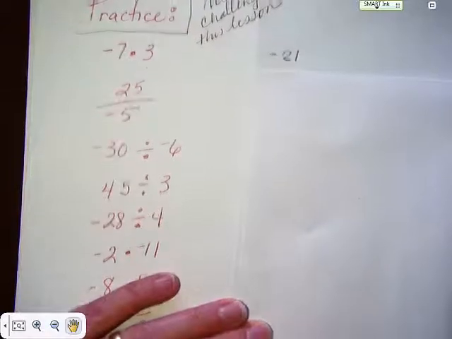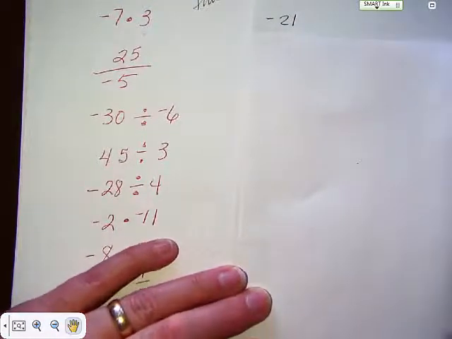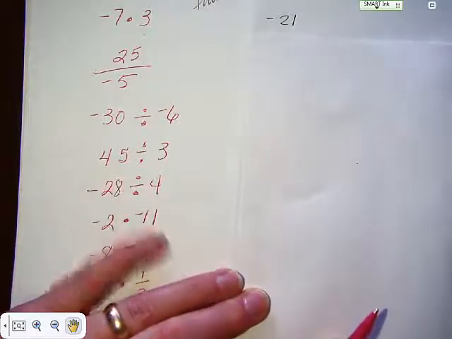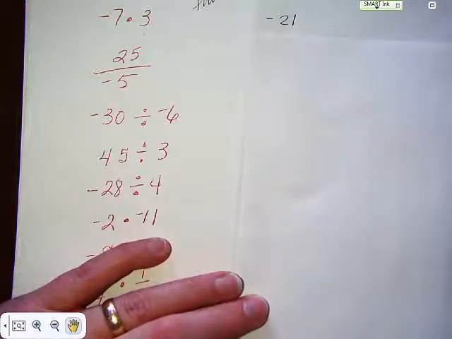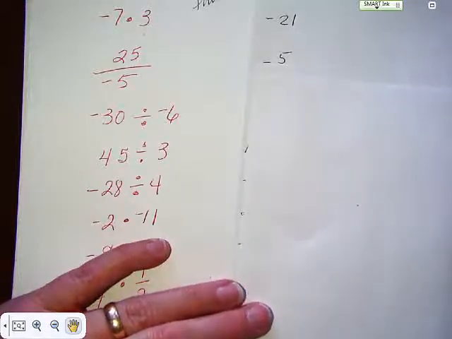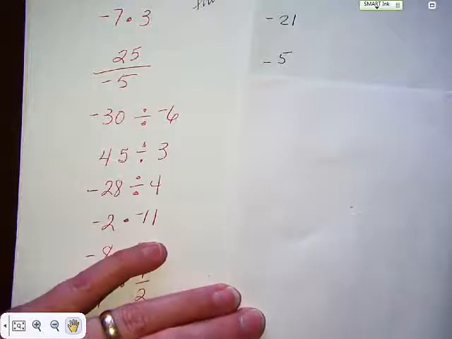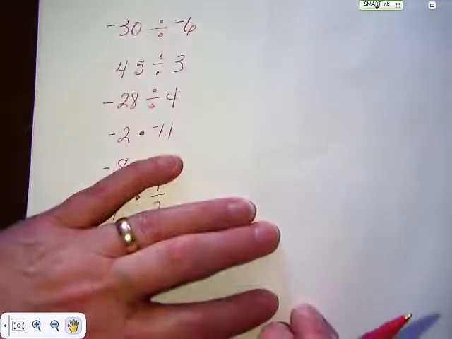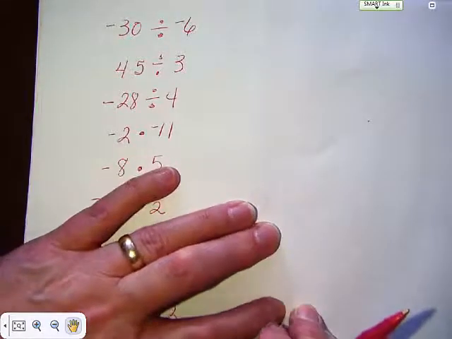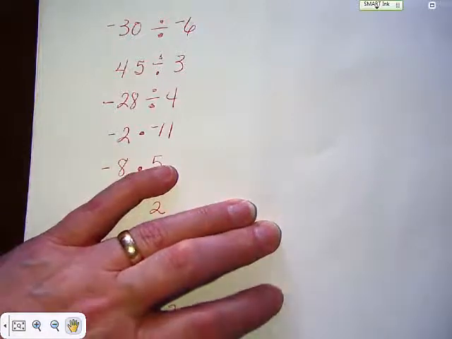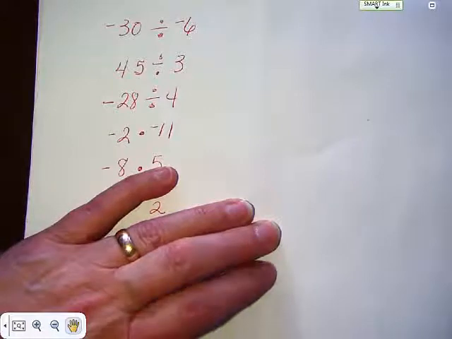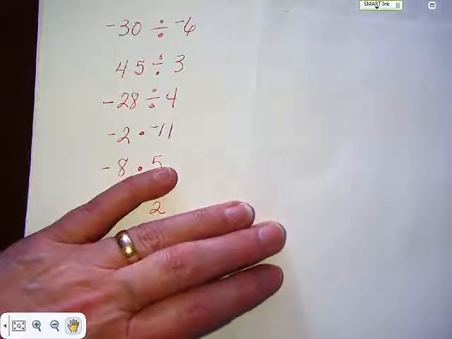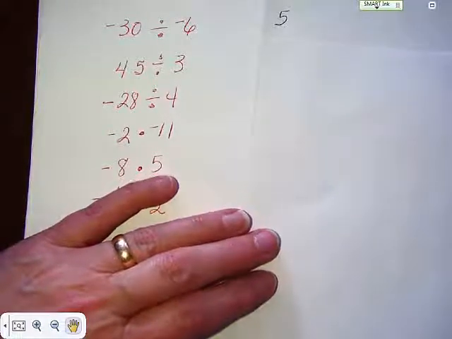Okay? A positive 25 divided by a negative 5. Positive divided by a negative. Signs are different, so the answer will be negative, and it will be negative 5. Okay, next one. Negative 30 divided by negative 6. A negative divided by a negative will be a, yep, that's right, a positive. Only this time it's a positive 5.